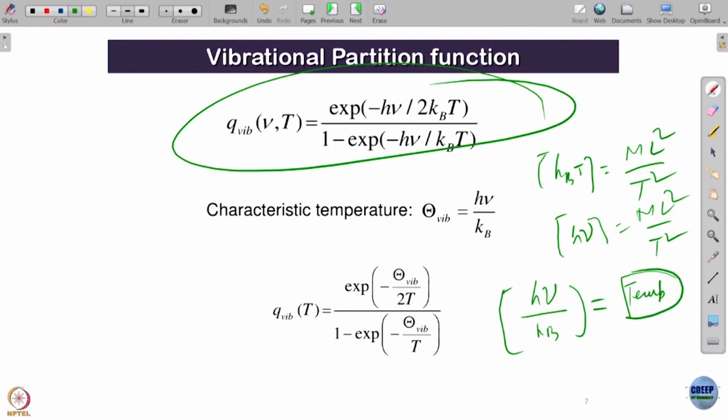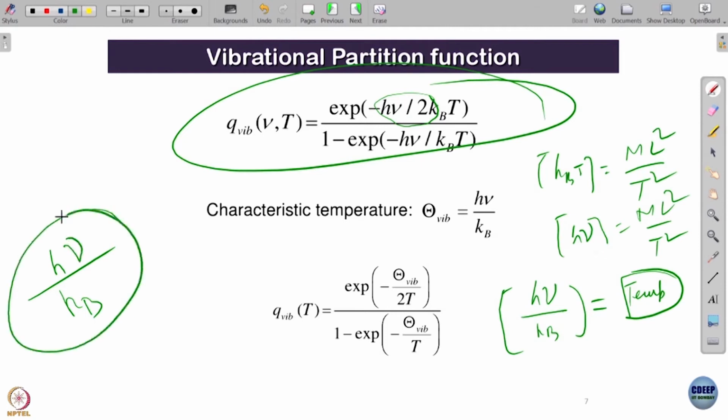This must be the dimension of temperature, because the exponent has to be dimensionless. Now I define a temperature, a very important characteristic. It is very interesting: you have one universal constant, the Planck constant, another universal constant kB, and you multiply by frequency, and you get a temperature. It is a beauty. Planck's constant, Boltzmann constant, and the frequency together define a temperature, and that temperature plays a very important role. It is denoted by theta vibration, the vibrational temperature, which tells how hot a vibration is.